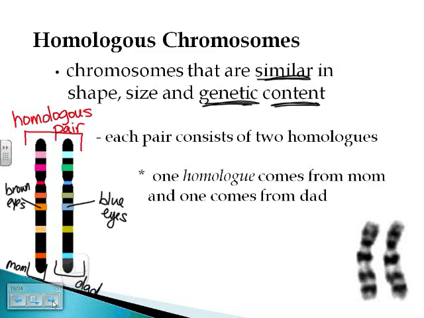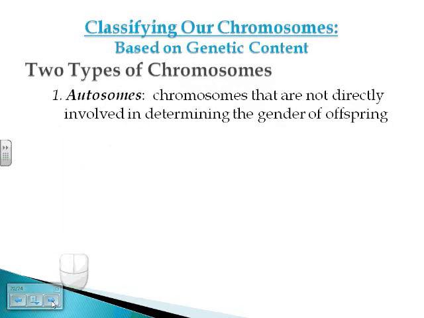Each homolog comes from mom or dad. So homologous pairs are referring to, you have 23 pairs of homologous chromosomes in all of your cells. 23 from mom, 23 from dad, giving you 23 pairs, and they're homologous because they should be similar to give you a full set of genetic information.